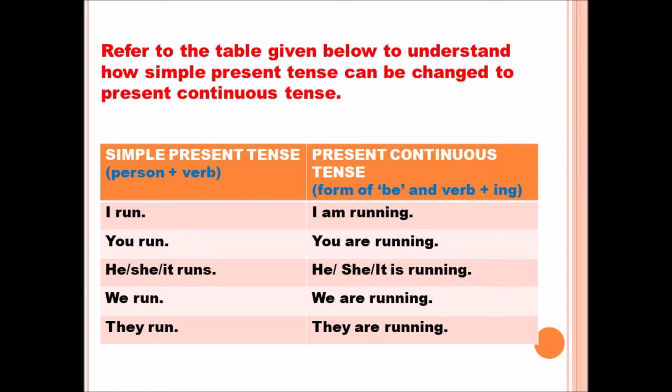Are you clear about simple present tense and present continuous tense? In simple present tense, we have subject plus verb. Subject is a person or noun here, plus present form of verb. And we add only s for he, she or it. But in present continuous tense, we use am only for I and are for the plural forms. You, we, they plus verb plus ing. So with this keyword, we can find out whether the sentence is in simple present tense or present continuous tense.